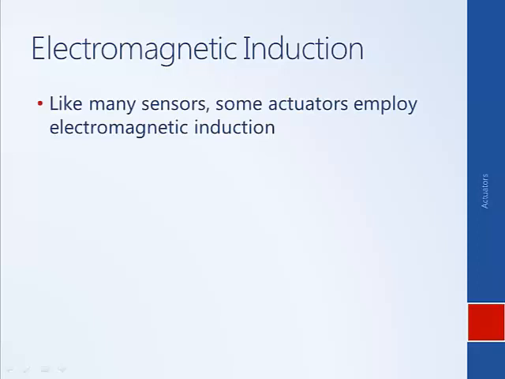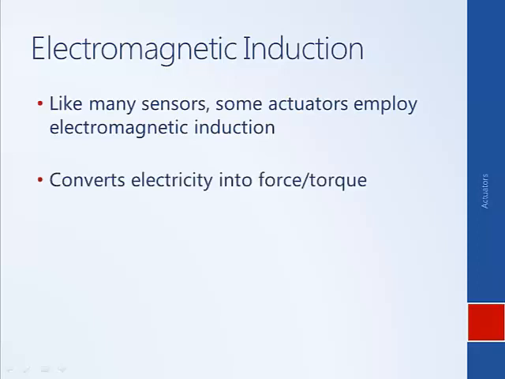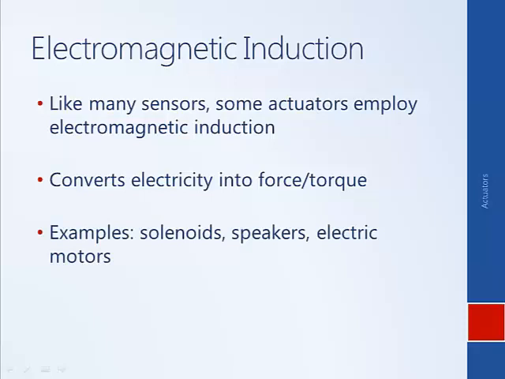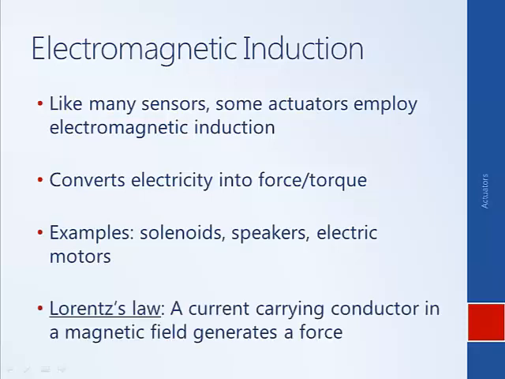Many electromagnetic actuators employ electromagnetic induction. In this sense, the actuator converts electricity into a force or a torque. Examples include solenoids, speakers, and electric motors. The basis for this is a physical law called Lorentz's law, which says that a current-carrying conductor in a magnetic field generates a force. And this works on the same sorts of principles we discussed previously with sensors. Current flowing through a conductor generates a magnetic field, and then that magnetic field can interact with the external magnetic field to create a force.